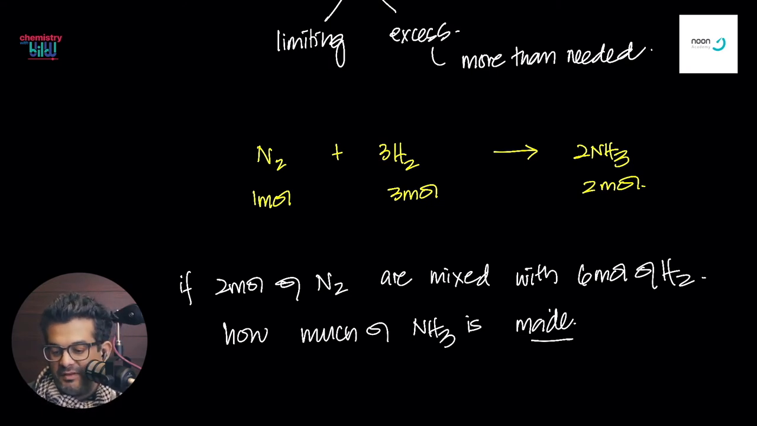Now, can you figure this one out? I'm asking you a lot, by the way. So if one nitrogen needs 3 hydrogen to make 2 ammonia, when I mix 2 moles of nitrogen with 6 moles of hydrogen, how much ammonia will be made? Can you guys tell me this?